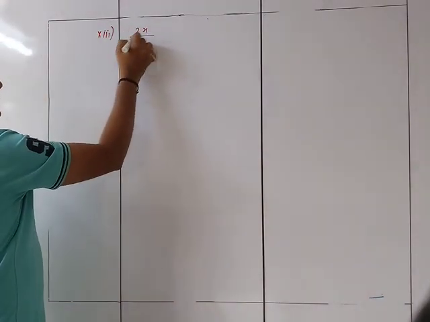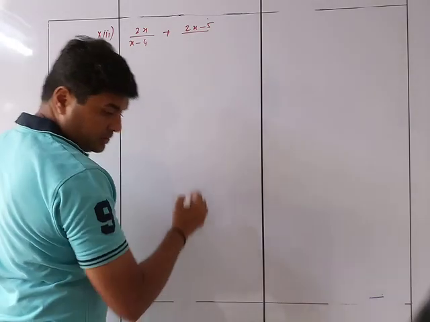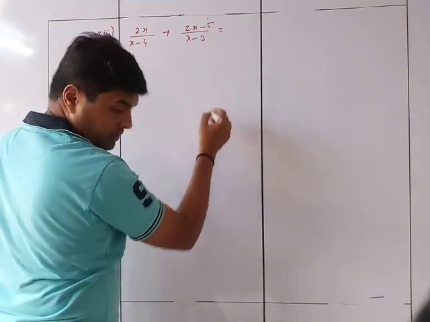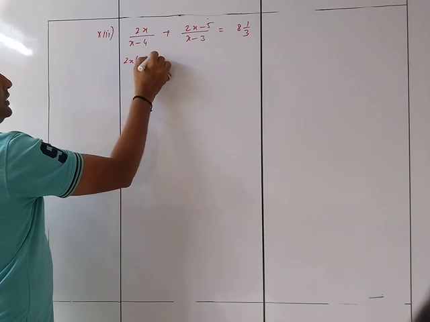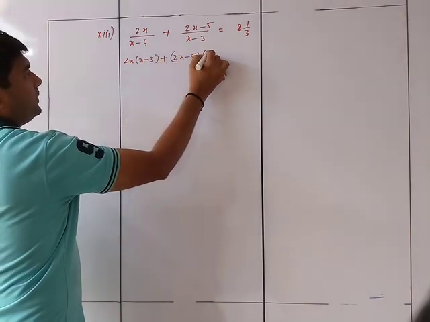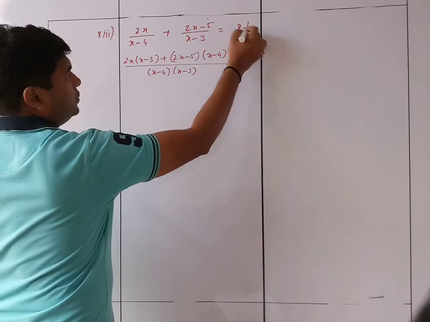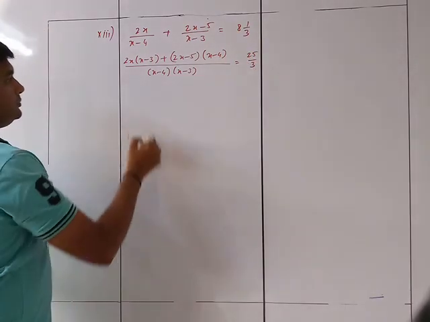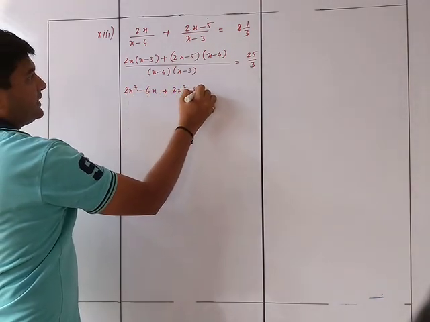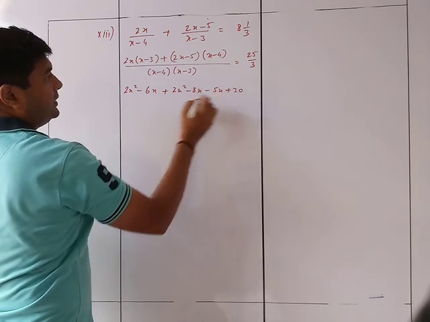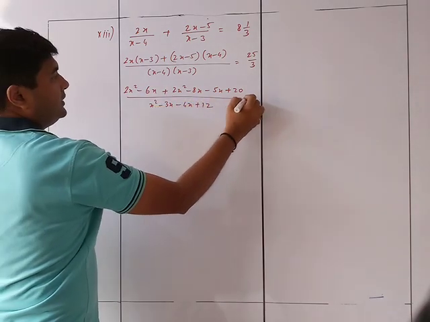2x upon x minus 4 plus 2x minus 5 upon x minus 3 is equal to 8 1 upon 3. Cross multiply: 2x into x minus 3 plus 2x minus 5 into x minus 4 upon x minus 4 x minus 3 is equal to 25 upon 3. So it will be 2x square minus 6x plus, this will be 2x square minus 8x minus 5x plus 20 upon x square minus 3x minus 4x plus 12 is equal to 25 upon 3.